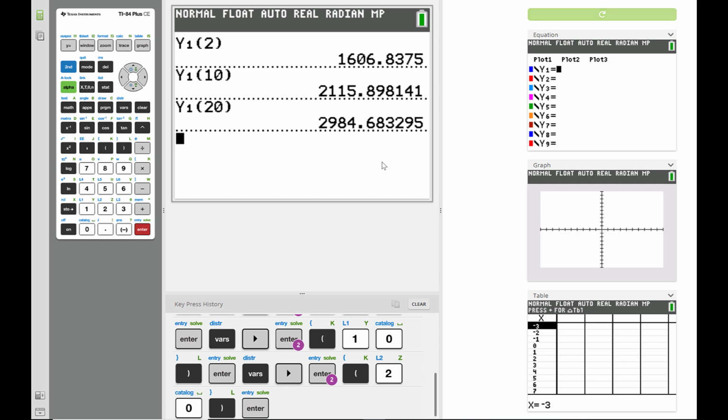Now, since it's a word problem we're working with and it is asking us to give a dollar amount, we're going to round to the nearest cent.